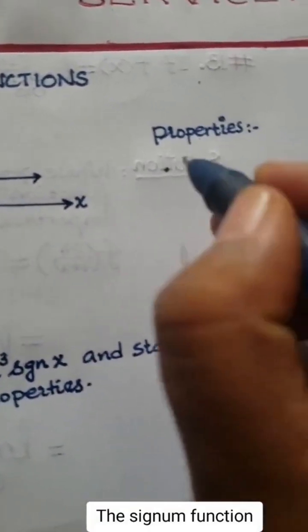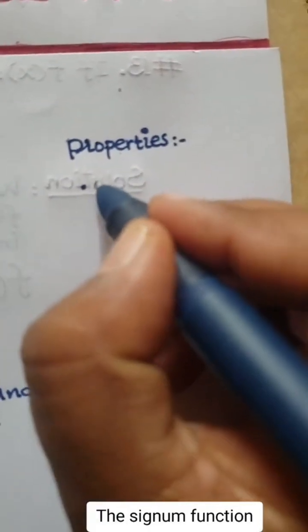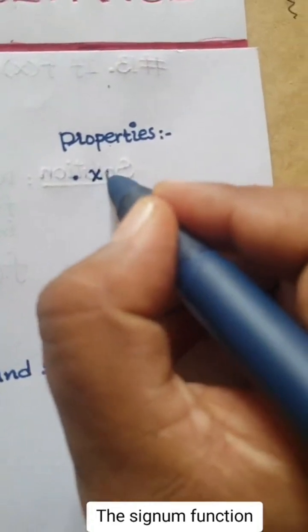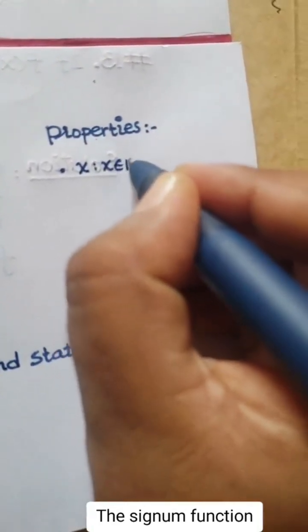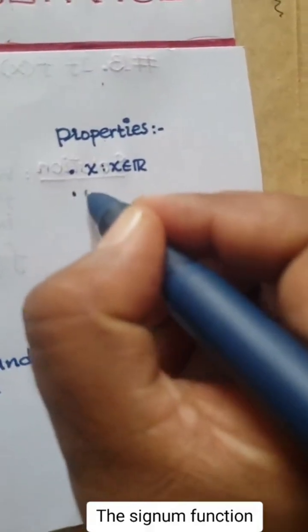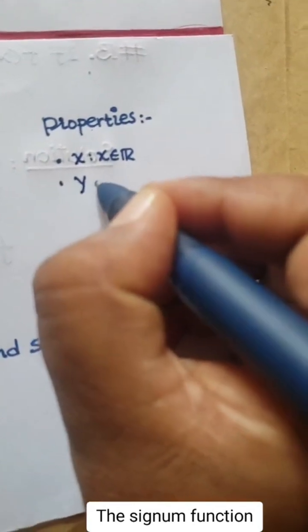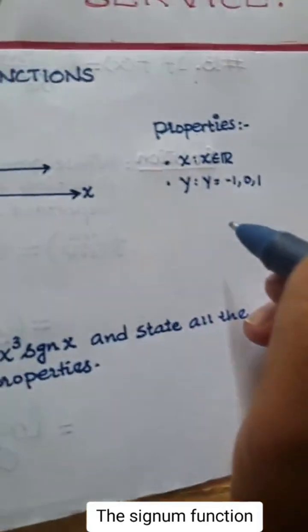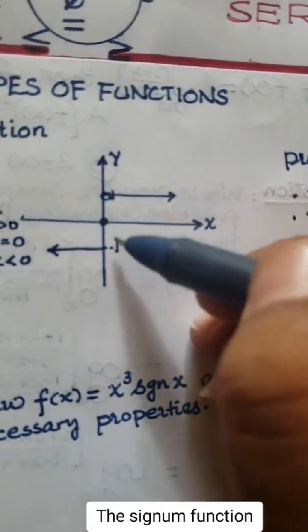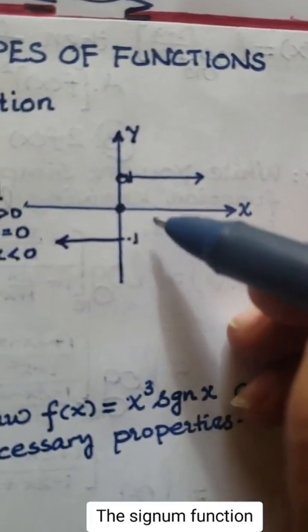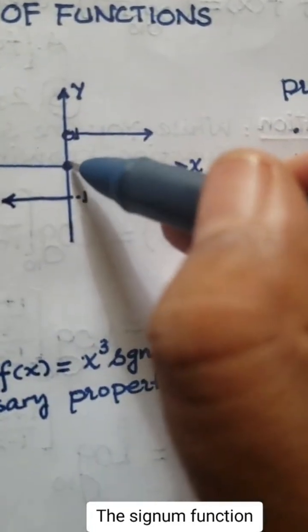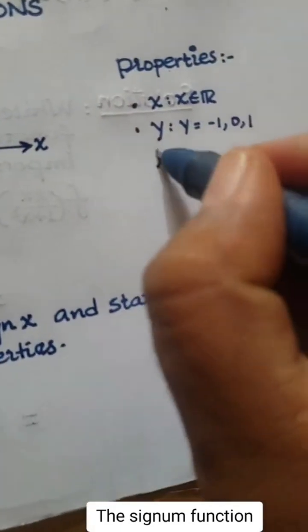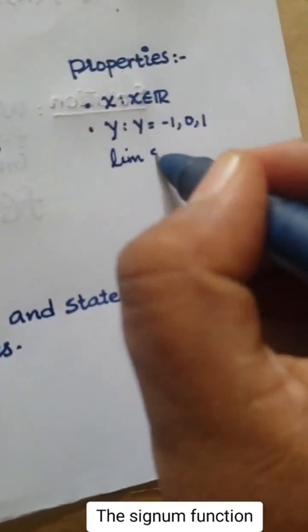Now let us see the general properties of the signum function, starting from the domain of the function. The domain is the set of all real numbers, and the range are negative 1, 0, and 1. So there are basically three ranges. It has only three ranges, negative 1, 1, and 0.